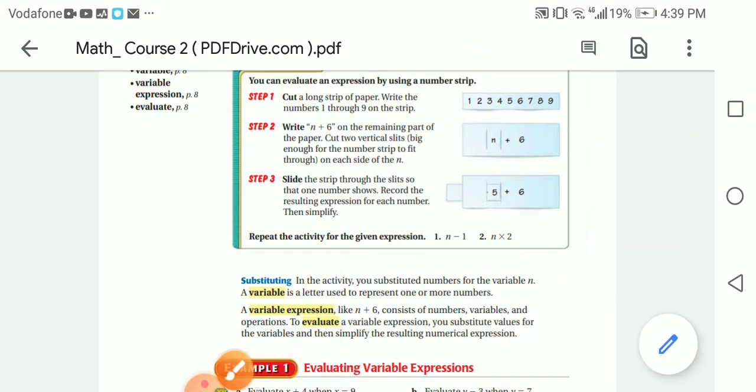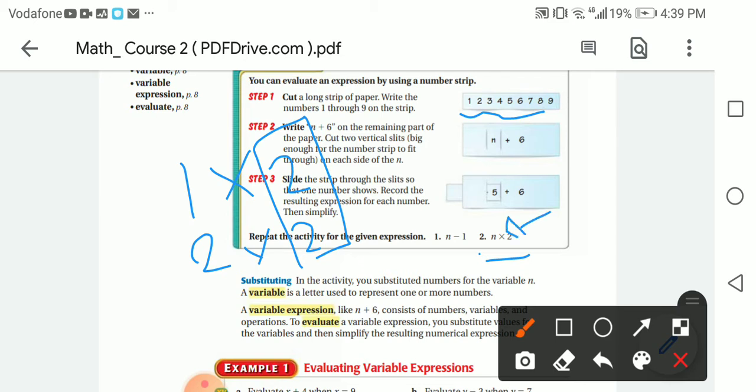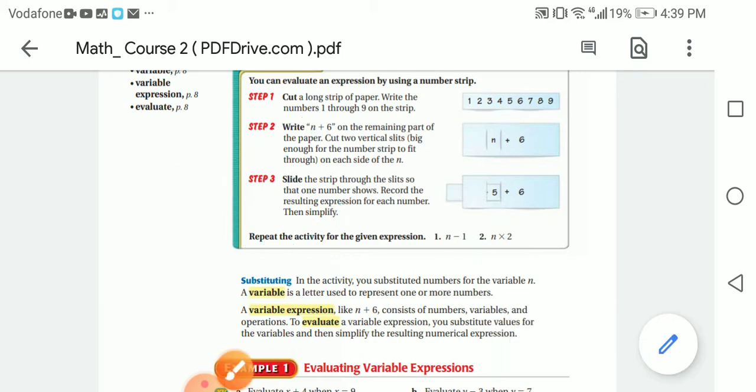Here is another example. I have n times 2. Rubin, I can use numbers from 1 to 9 and put them instead of what? N. So 1 times 2, 2 times 2. What is the fixed number here? Fixed means it doesn't change. Here, this is fixed: the number 2 is fixed. But n is variable. Variable means what? Changes a lot. So let's see together.